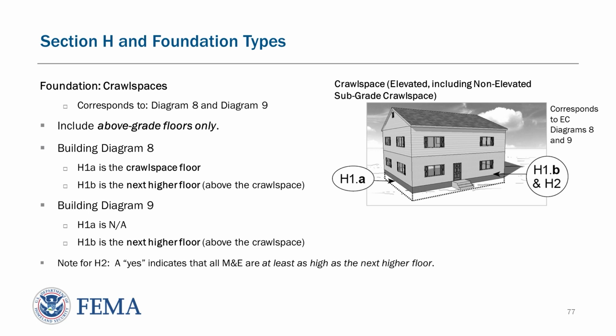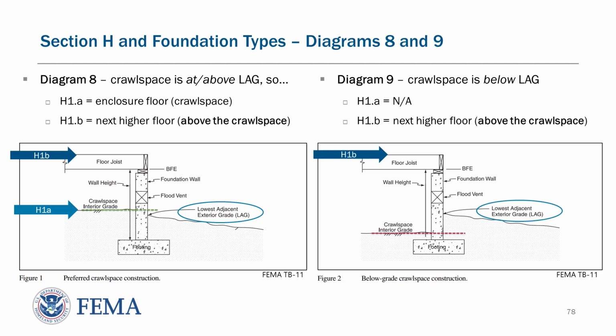Remember, only measure floors that are at or above grade in section H. In both cases, a yes in H2 indicates that all the machinery and equipment are at least as high as the next higher floor. Let's look at these two examples side by side.